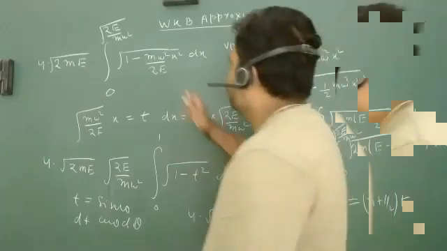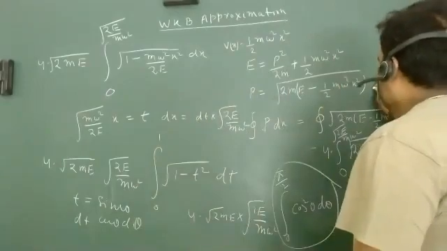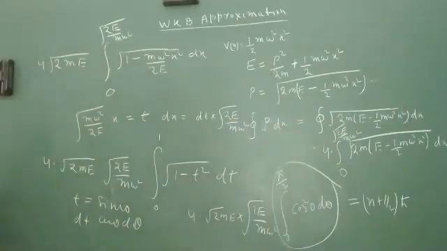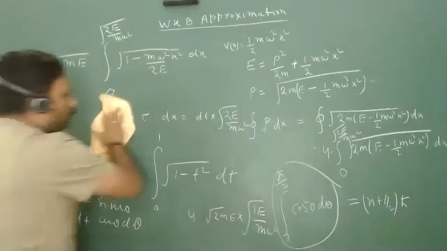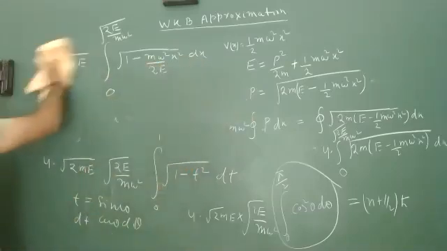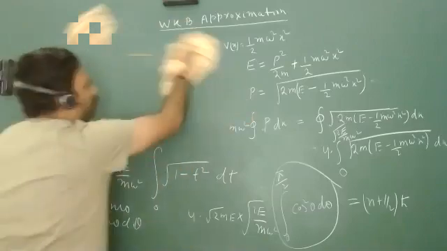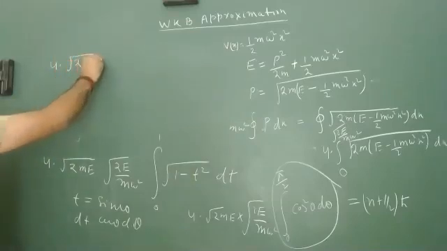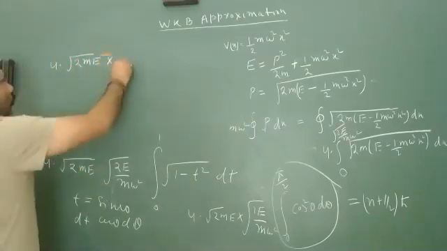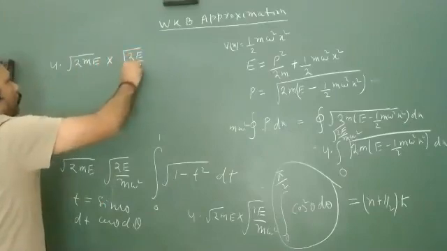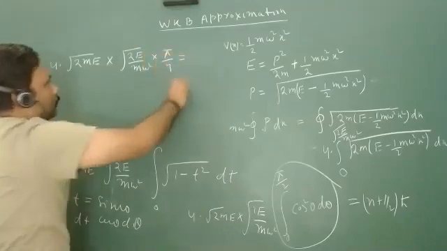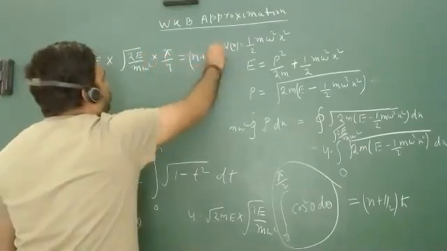So when we are doing this integration, this value must be equal to n plus half h. So now we can easily get the possible value of energy. Just after putting this value of integration, I am removing this. We have done this type of integration at least two or three times, remember? So we have 4 into root under 2me into root under 2e upon m omega square into pi by 4 is equal to n plus half h.